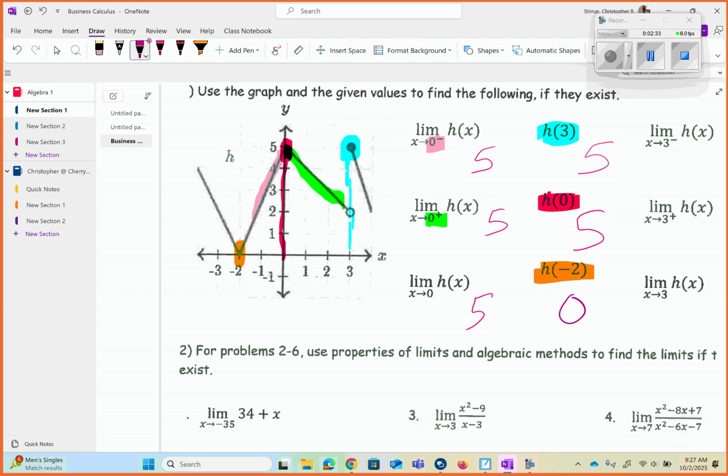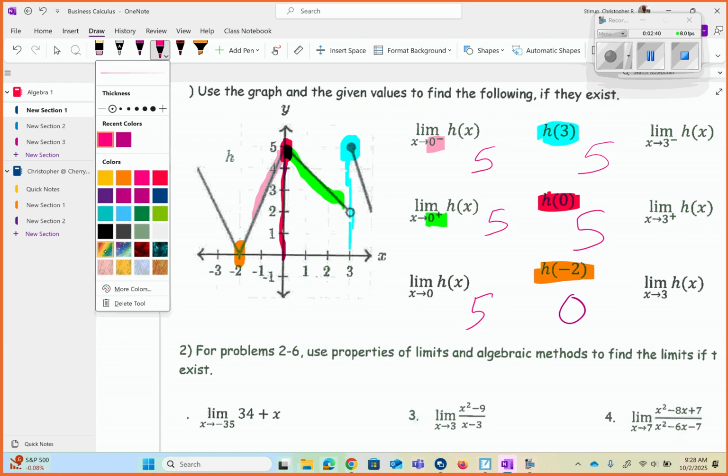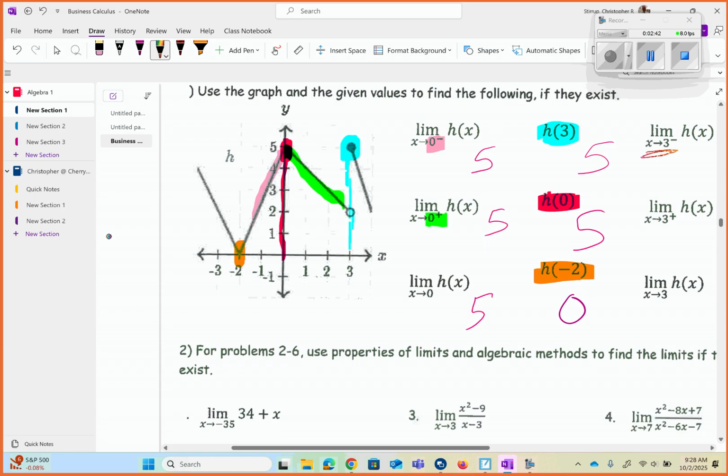Cool. And then we need to approach this from the negative direction. Let's see. We'll do rainbow. That's fun. All right. So I'm coming from the negative numbers, 2, 3. So I'm coming here. So where is this getting to? What is that y value right there? 2.